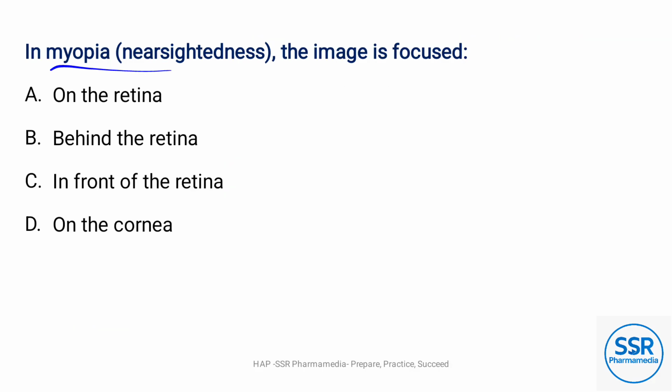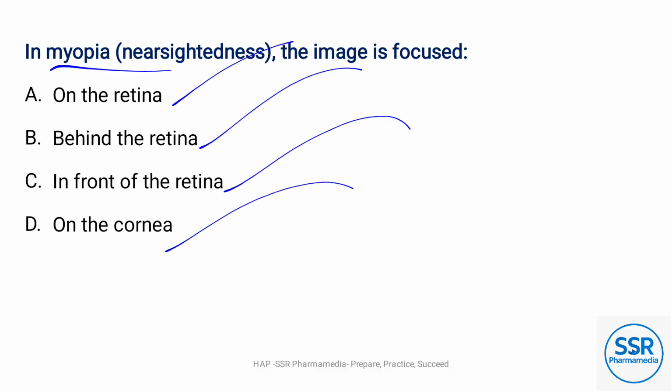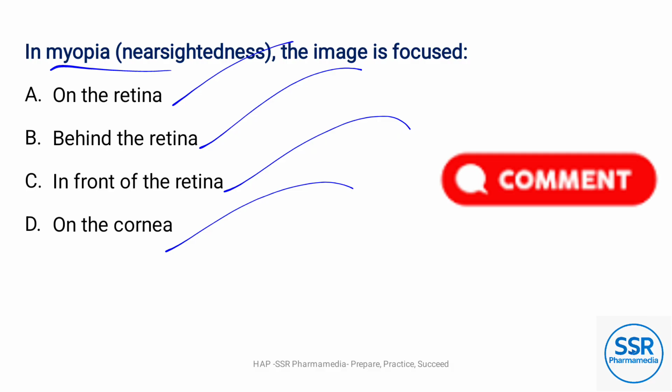Next, in myopia, the image is focused on option A on the retina, option B behind the retina, option C in front of the retina, option D on the cornea. So the answer you tell in the comment.